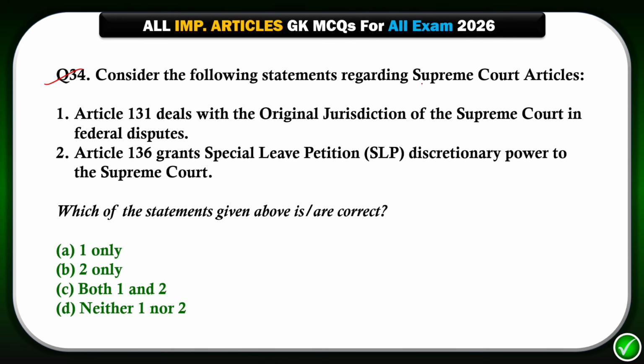34. Consider the following statements regarding Supreme Court articles. Article 131 deals with the original jurisdiction of the Supreme Court in federal disputes. Article 136 grants special leave petition, SLP, discretionary powers to the Supreme Court. Which of the statements given above is correct? Option number C, both 1 and 2 are correct.